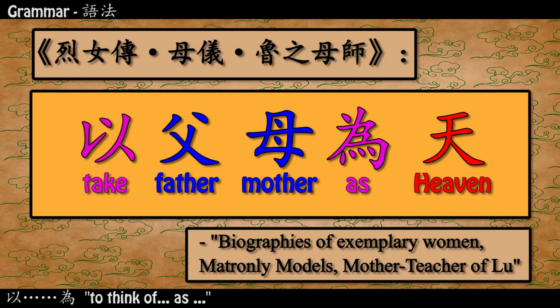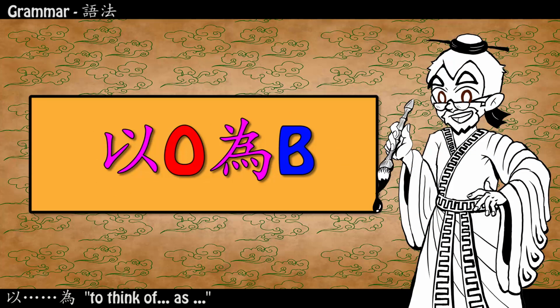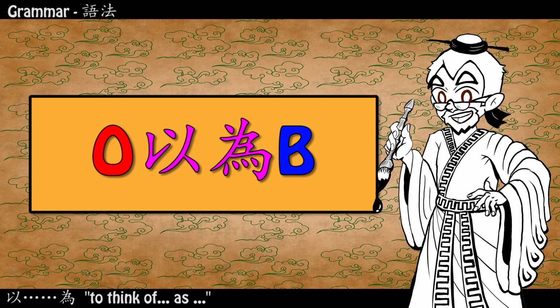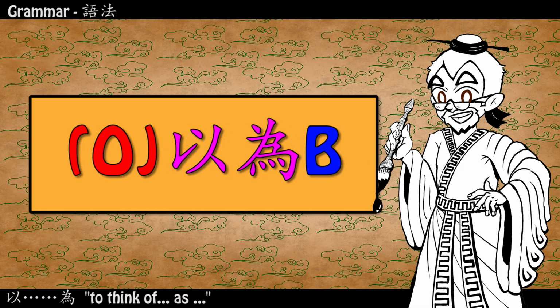And another one, just for good measure, from 列女传, 以父母为天. Tian means sky or heaven, so word for word, take father, mother as heaven. Or less clunkily, to think of one's parents as heaven itself, that is, as the highest form of headship. The object of E can sometimes be fronted to underscore it, or left out altogether if readily understood, in which case we see E and Wei right next to each other.